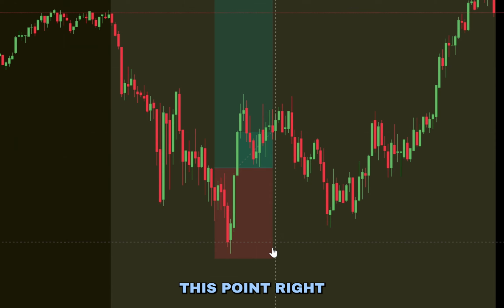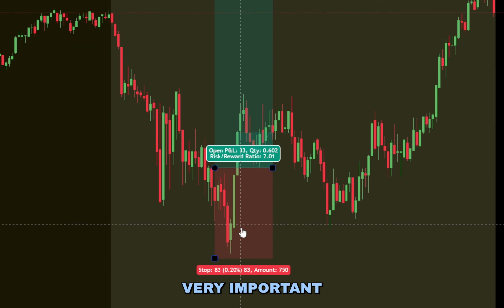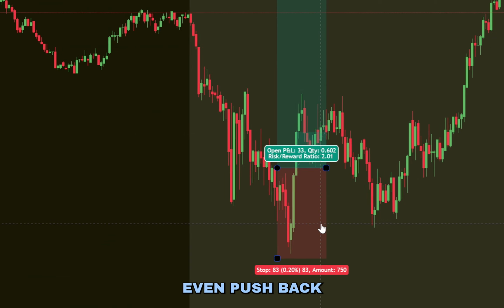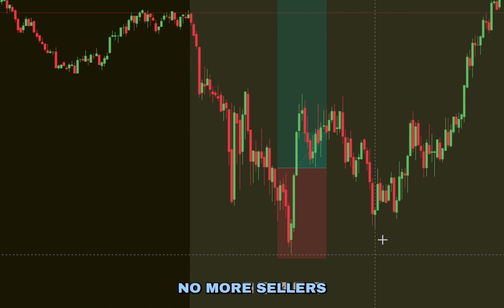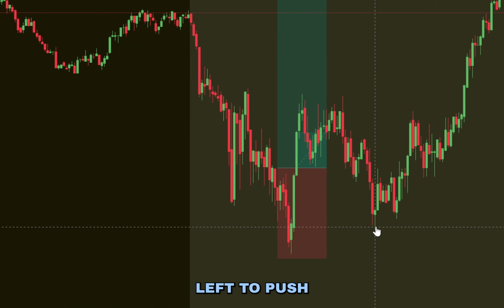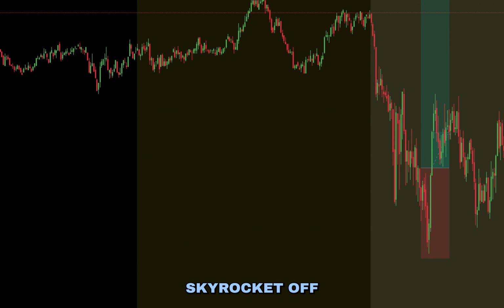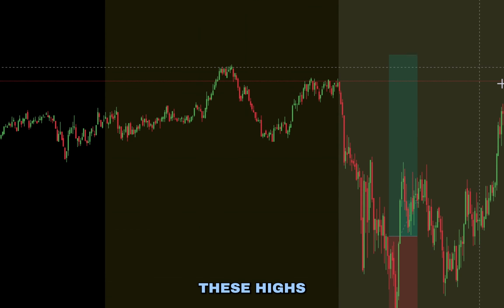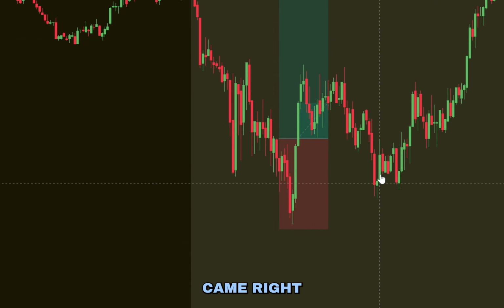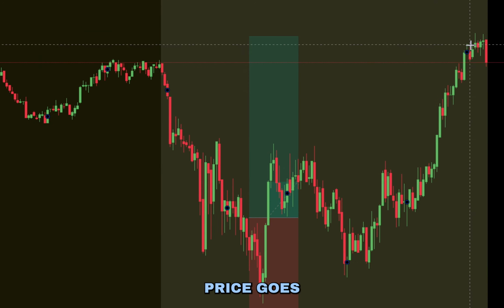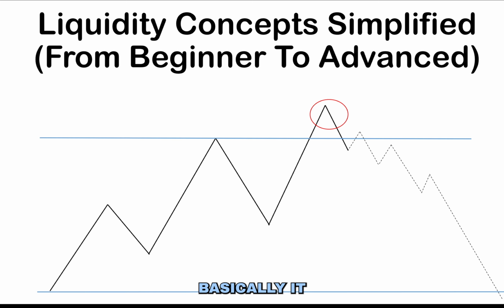We can see that this point right here was a very important point because price can't even push back downwards. We see that there are no more sellers left to push back down. We already had the manipulation move. And then we just see price skyrocket off to take out these highs. So if you missed this entry and price came right back down here, you could have gotten back in, price goes higher. So that's basically it on the liquidity concept simplified.